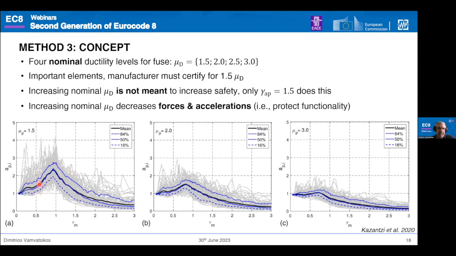To give you an example, if you assume a ductility of 1.5, this is where you go. Your median, if you will, or mean acceleration amplification is of the order of 2 point something, 2.5 maybe. If you go to higher ductilities, this goes further down to 1 point something. And if you go further down again, it goes to almost 1.